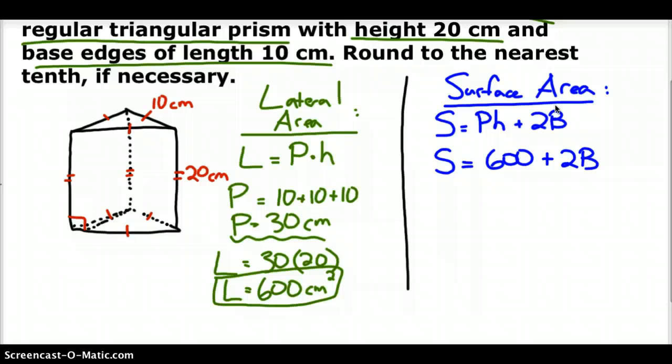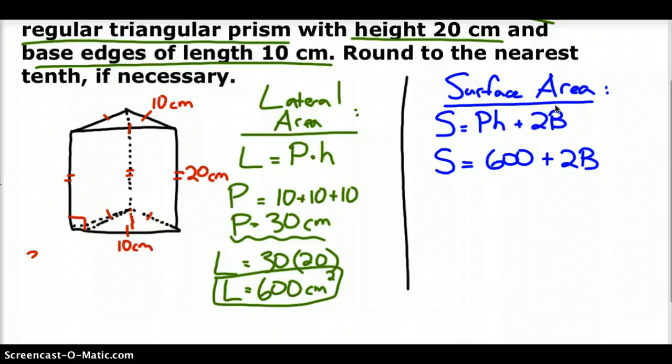Okay, and what I don't know, unfortunately, is the height of my triangle. I know that the base length is 10 centimeters, but I don't know the height. So what I have to do now is find the area of the base the way that we found the area of a regular polygon.